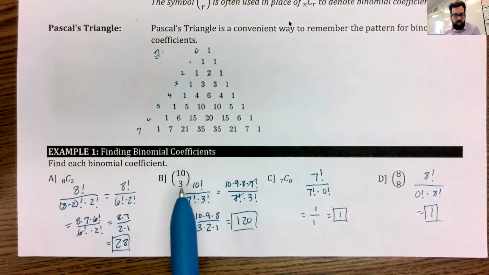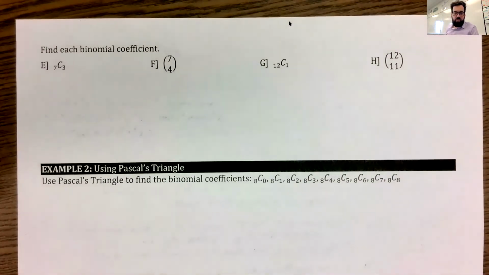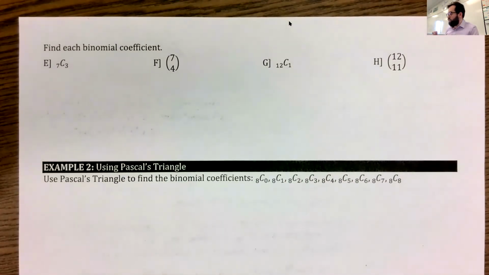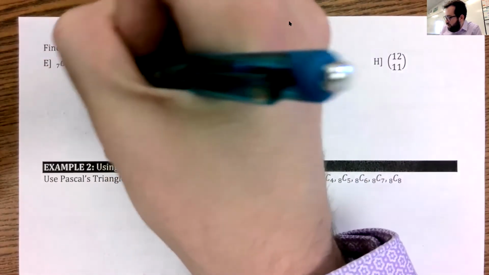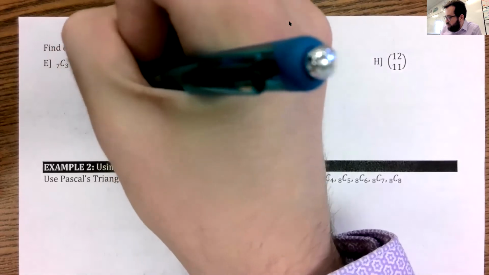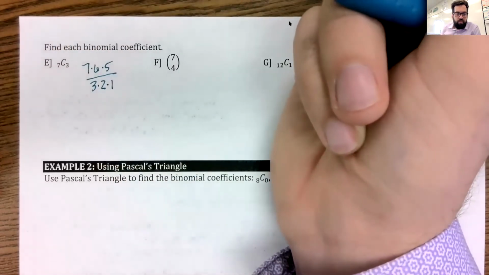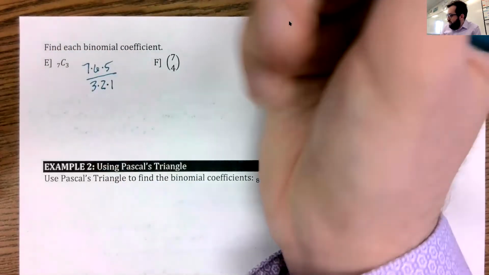In letter B, since 3 was the smaller number, we do 10 times 9 times 8. So 3 numbers on top and 3 numbers on the bottom, the last being 3 times 2 times 1. That pattern continues. So let's use that strategy to solve E and F here. In letter E, 7 choose 3 is just going to be 7 times 6 times 5 over 3 times 2 times 1, and that equals 35.